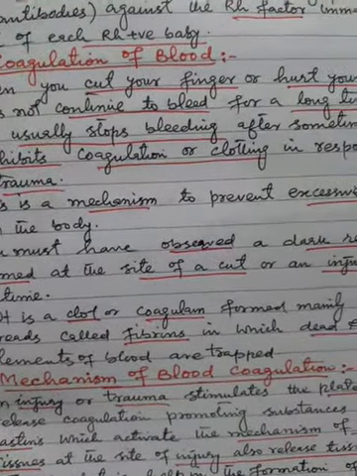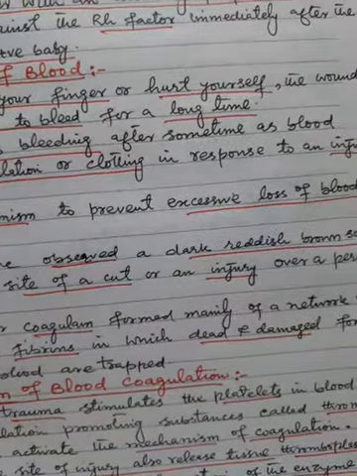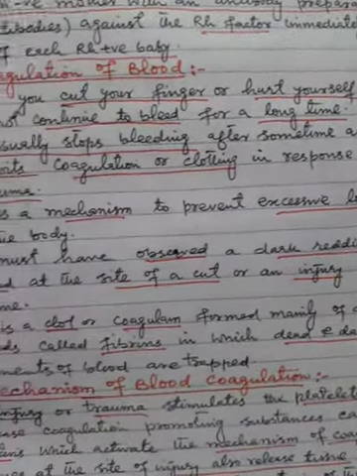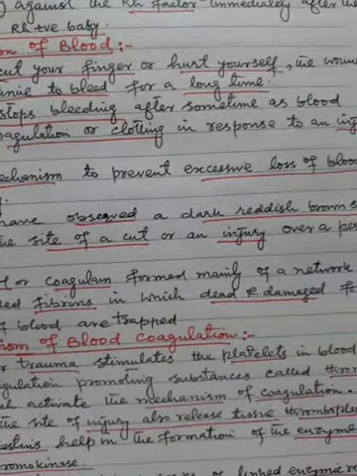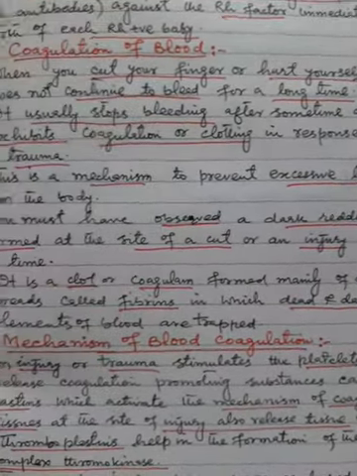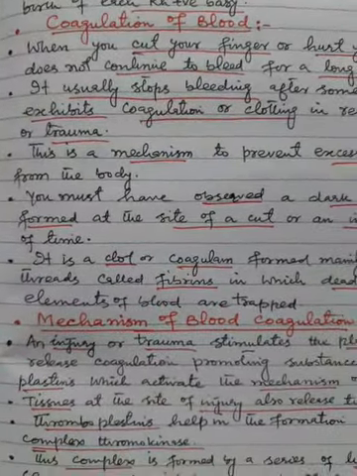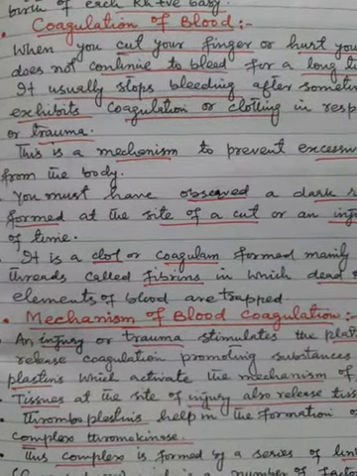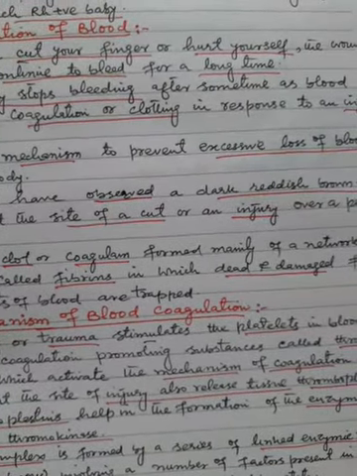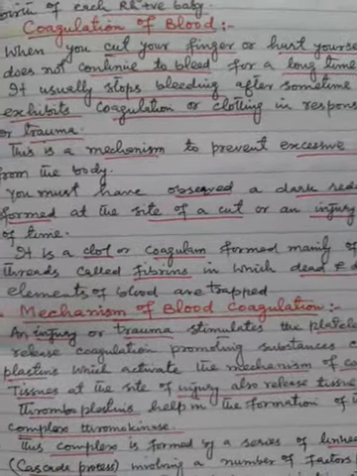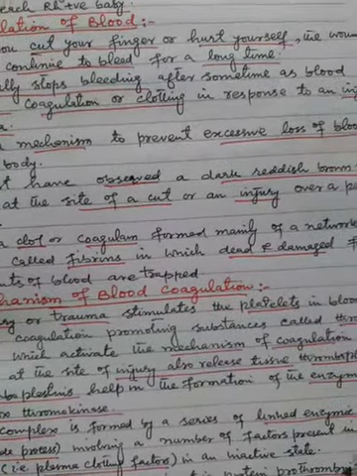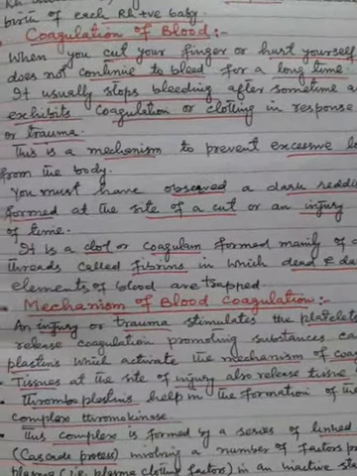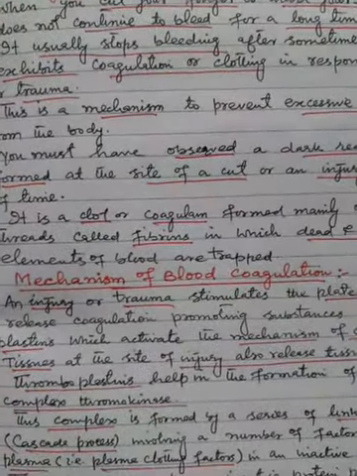You must have observed a dark reddish brown scum formed at the site of a cut or an injury over a period of time. It is a clot or coagulum formed mainly of a network of threads called fibrins, in which dead and damaged formed elements of blood are trapped.